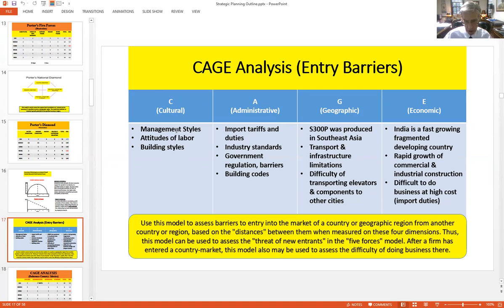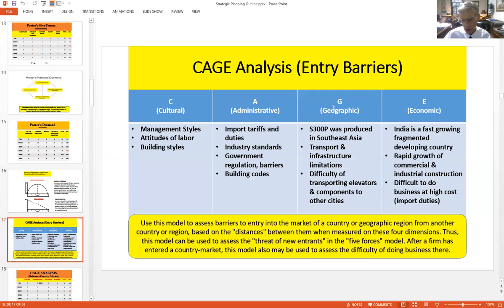And it's going to make it a little more difficult for firms from your country to get into that target country. The same is true of administrative barriers such as imports and government regulations and codes and what have you. I wish I had more time to talk about this, especially in India, where there are more difficulties getting into India than you can imagine. But suffice to say that Ghemawat got it right. There are numerous administrative barriers to entering a country that can exist.